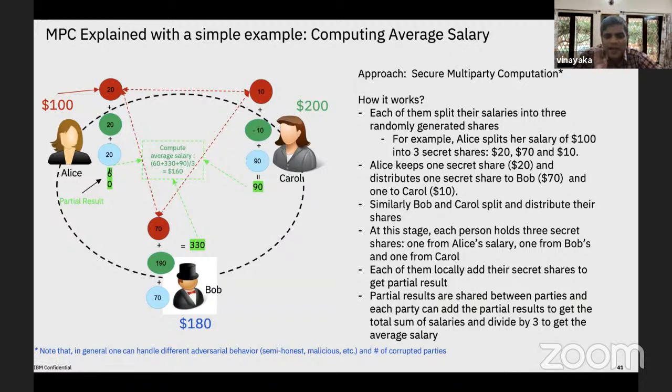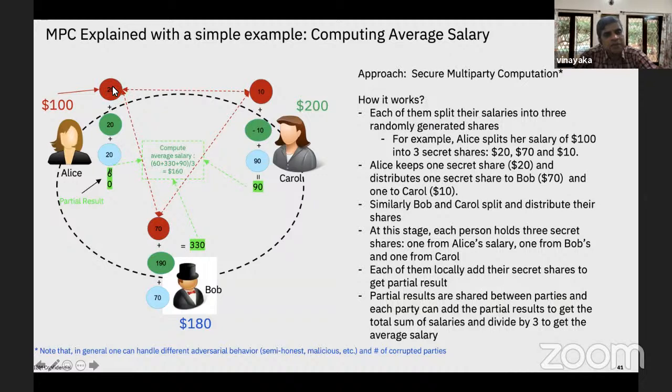These are random shares, so each of these numbers themselves do not reveal anything about the salary. For example, minus 10 has nothing to do with 200, 20 has nothing to do with 200, and so on, except that 3 of them together add up to 200. Now, once they do that, everybody keeps 1 secret share to themselves and sends 1 secret share each to the others.